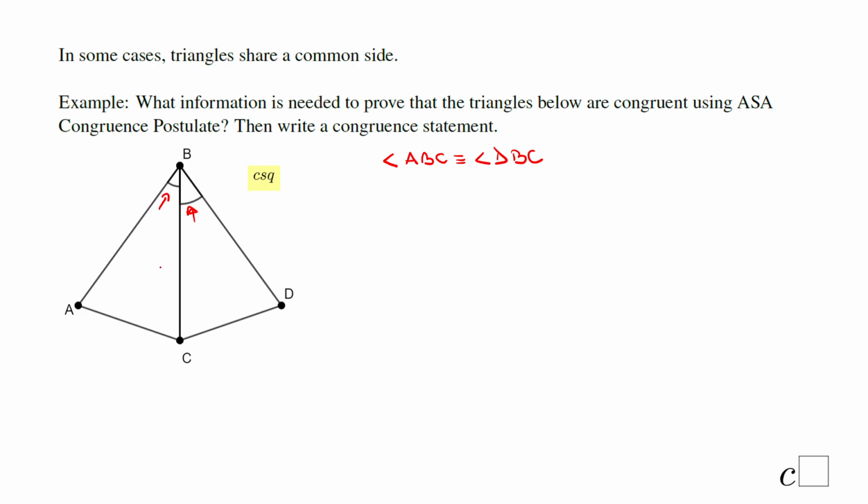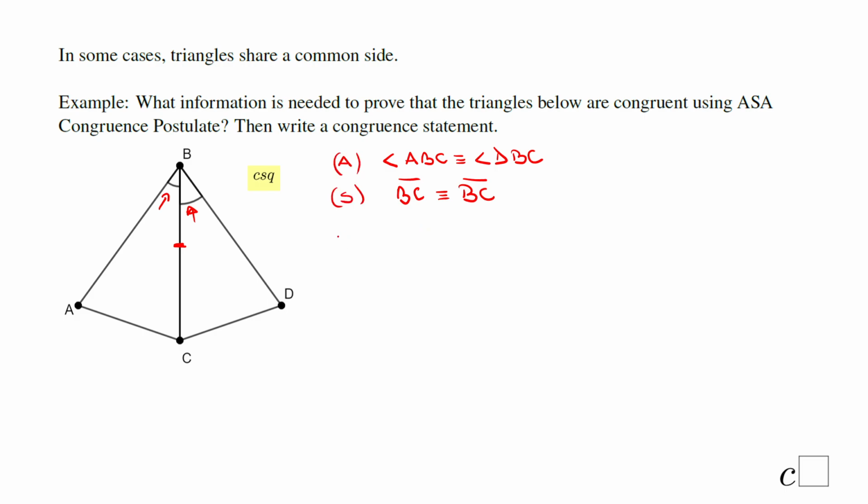Okay, but then we notice this common side. I said they have common parts together. And we say here BC congruent to itself, BC. That is, if you need to write a proof, what we call the reflexive property. So we have an angle and a side. You may want to even write something like this, so you know what you have.